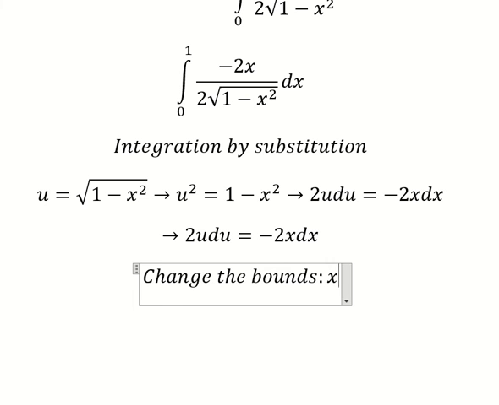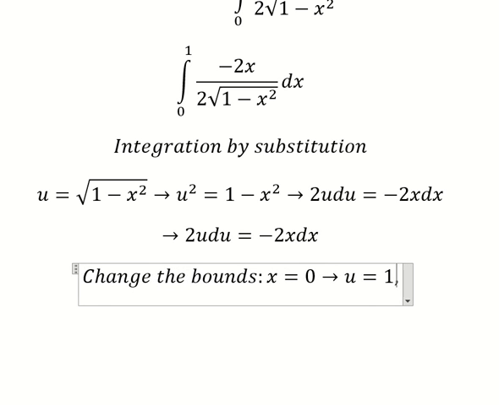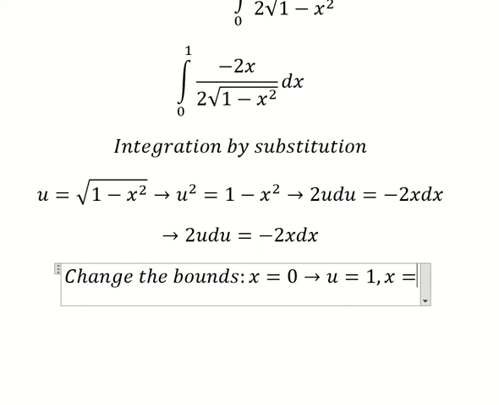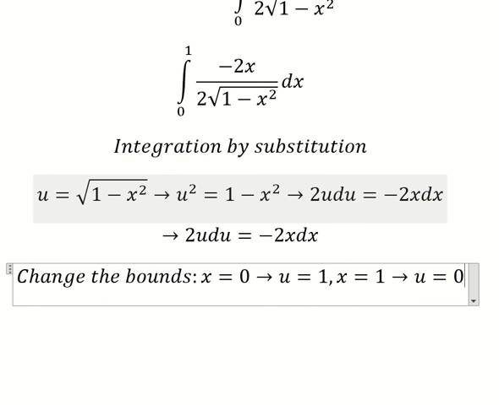So when s equals 0, we put number 0 in here. So you got u equals 1. When s equals 1, we put number 1 in here. So u equals 0. Because 1 minus 1 squared, you got number 0.